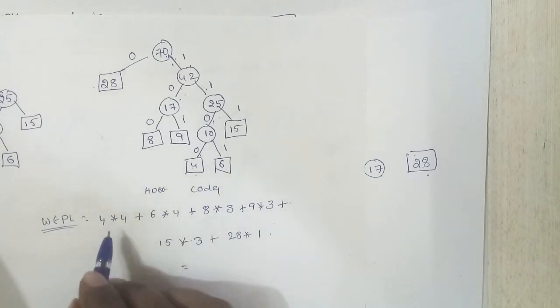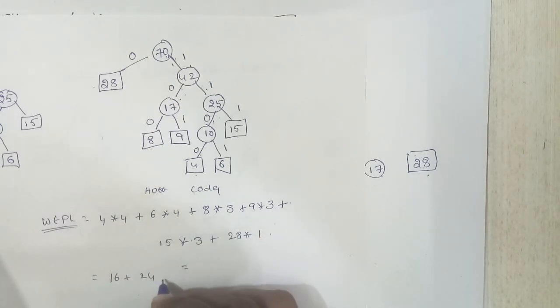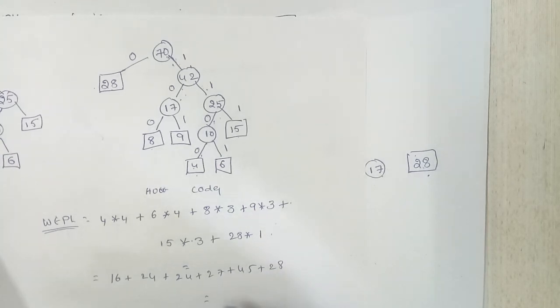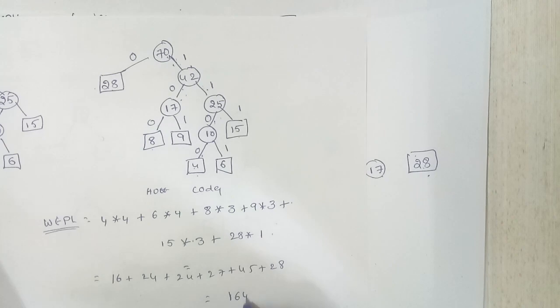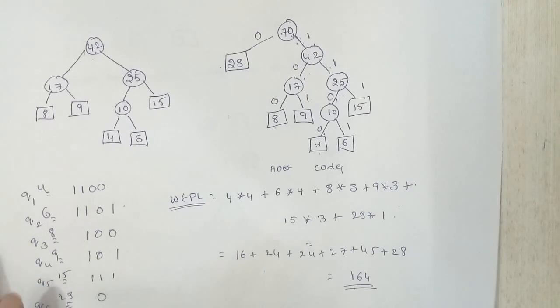Okay. By performing the multiplication, 4 into 4 is 16, plus 24, plus 24, 27, 45, plus 28. If you sum all this, the value is 164. This is the weighted external path length for the Huffman tree.